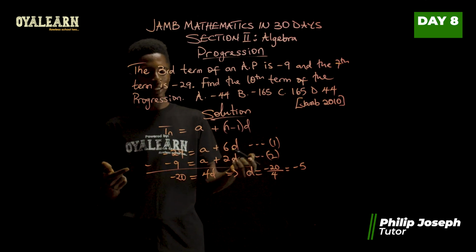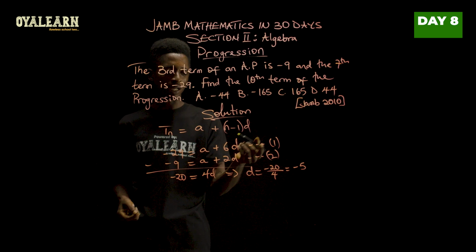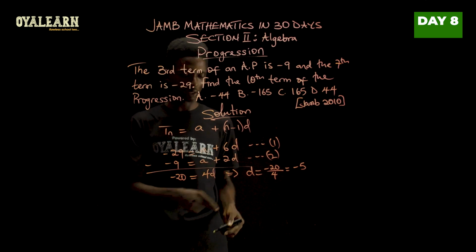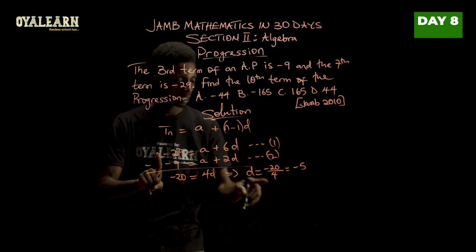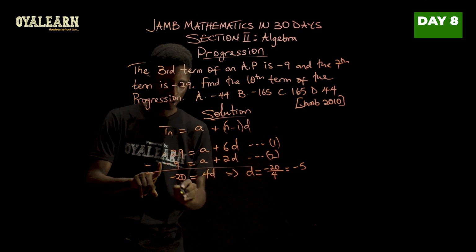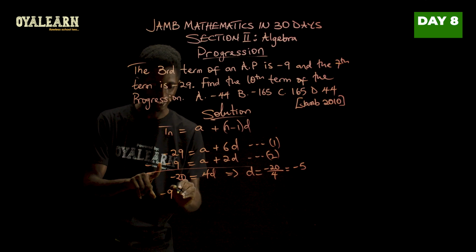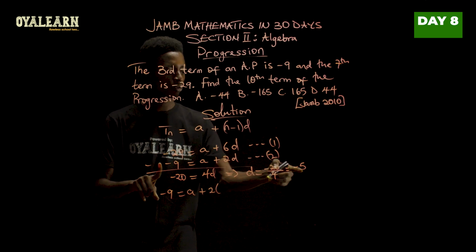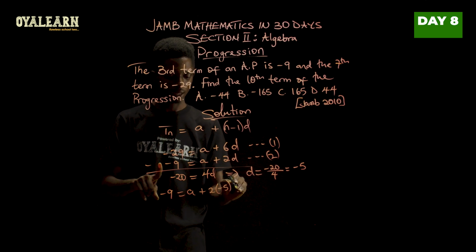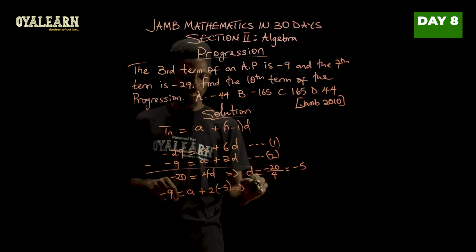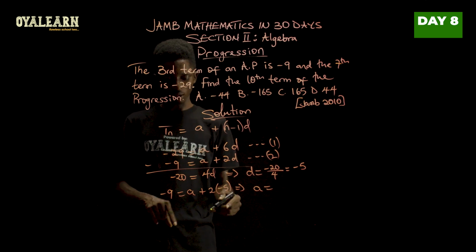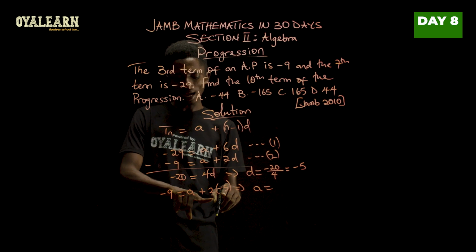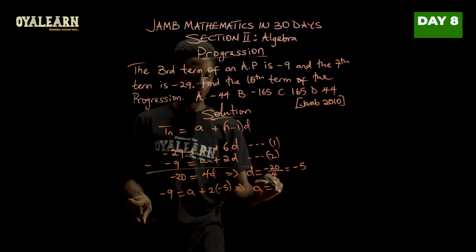You can plug it into any of the equations that we have, equation 1 or equation 2. Please do not drop the minus sign when you are doing that. So in this case, if I'm using equation 2, it implies that negative 9 equals A plus 2 into minus 5. And what this implies is that A is, now 2 times minus 5 will give us minus 10. And when we take minus 10 to the other side, it becomes plus 10.